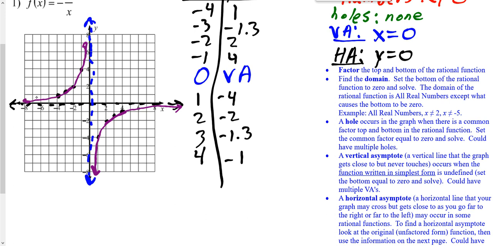Now, just as a reminder, sometimes your graph can cross a horizontal asymptote in the middle of your graph, but not as you go far to the right and far to the left. You can never cross a vertical asymptote. Really, that's all we have to do on any of these.